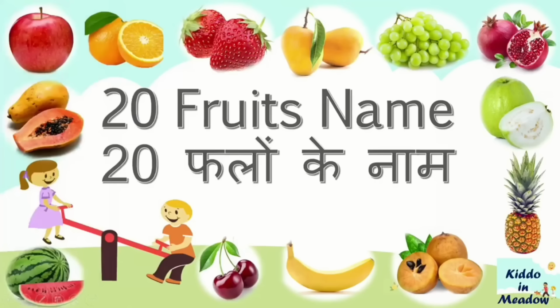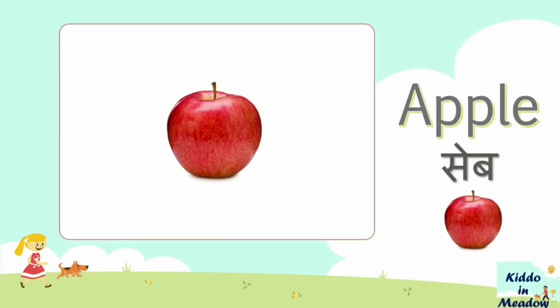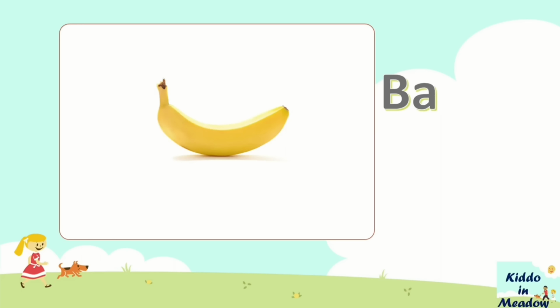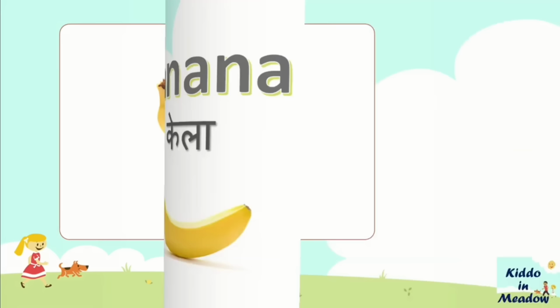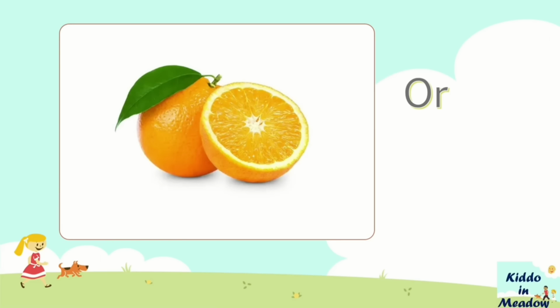Hello kids! In today's video, let's learn the names of the fruits. Apple. A-P-P-L-E. Apple. Banana. B-A-N-A-N-A. Banana. Mango. M-A-N-G-O. Mango. Orange. O-R-A-N-G-E. Orange.